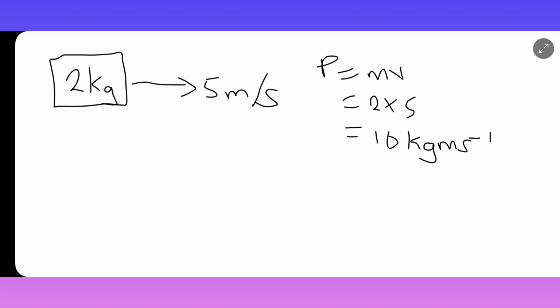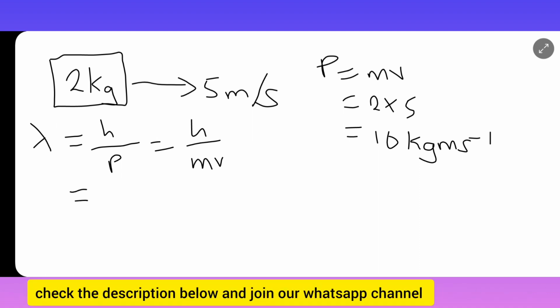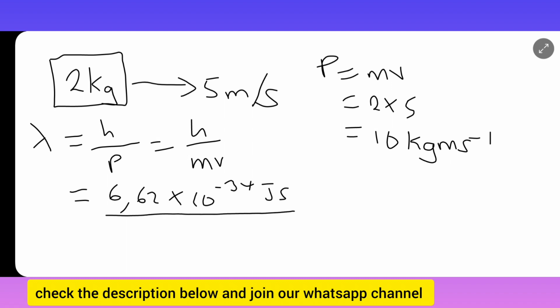per second. Now, to calculate the wavelength of this box, we use the equation that states that wavelength is equal to the Planck's constant divided by momentum, which can be translated as the Planck's constant divided by mv. So we know that the Planck's constant is 6.62 multiplied by 10 to the power of minus 34 joules second. Now divided by the momentum, which is 10 kg meters per second.